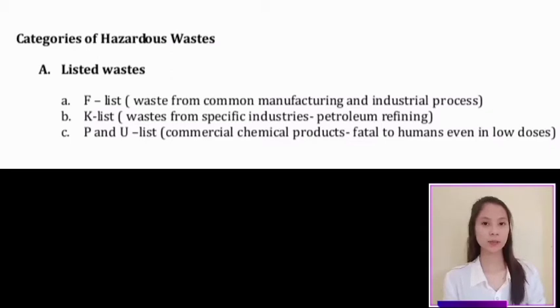Number 1 is listed waste, which the Environmental Protection Agency has determined are hazardous. The F-list. The F-list are wastes from common manufacturing or industrial processes. The K-list are wastes from specific industries such as petroleum refining or pesticides manufacturing. And the P and U lists are commercial chemical products being discarded in their unused form.